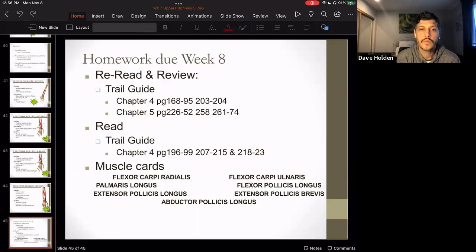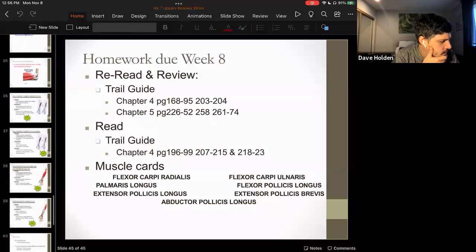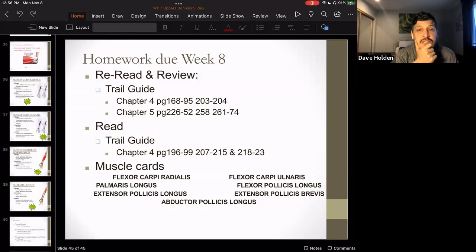So, read up on the trail guide, muscle cards, flexor carpi radialis, ulnaris, flexor pollicis longus. We did cover all these. So seven muscle cards. Olivia, which muscle were you talking about? There wasn't a muscle card due for it. Flexor digitorum superficialis. Yes, that's the one that we covered with no muscle card.